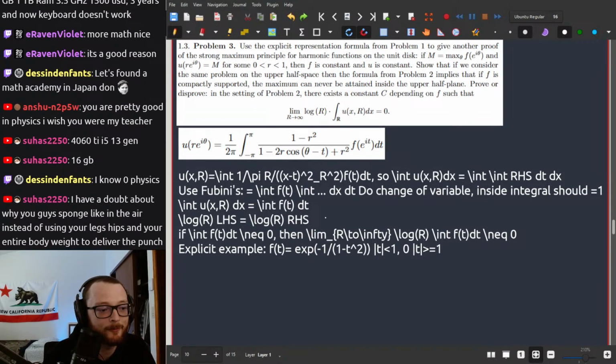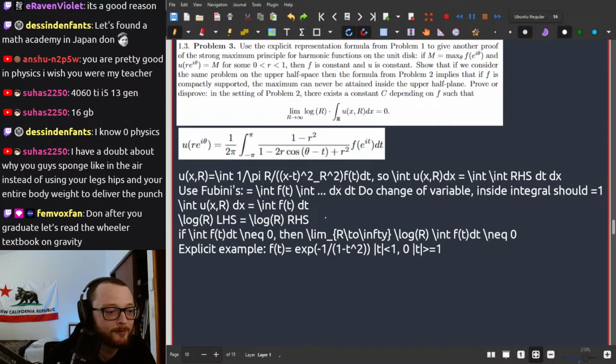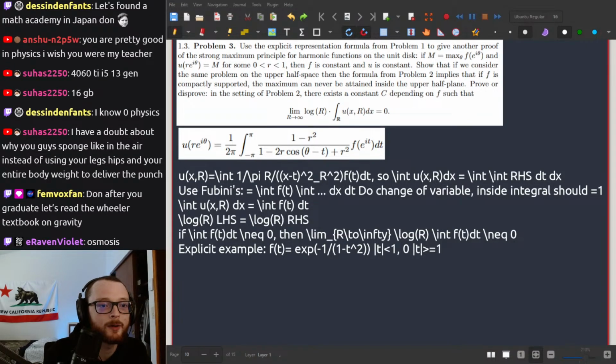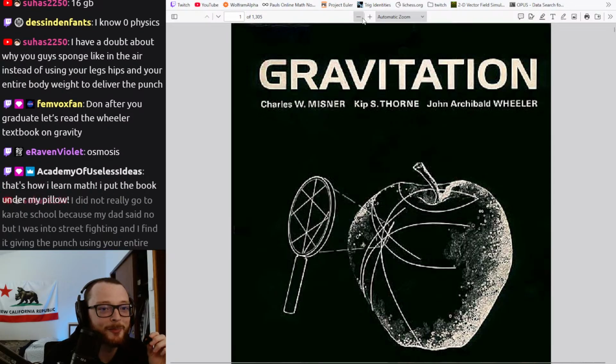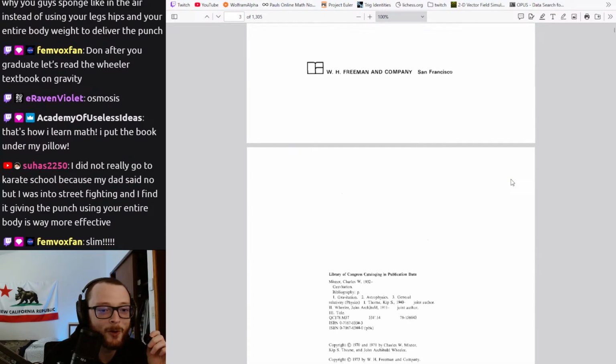You know zero physics? Well, hey, you might end up like the math that you're studying gets used in physics, so you kind of learn a bit of it through osmosis. The Wheeler textbook on gravity. Wheeler gravity. I'm not opposed. So you automatically put the book under your pillow? That's a great system, Slim. Hope you're doing well.